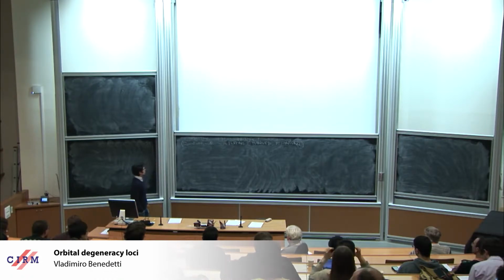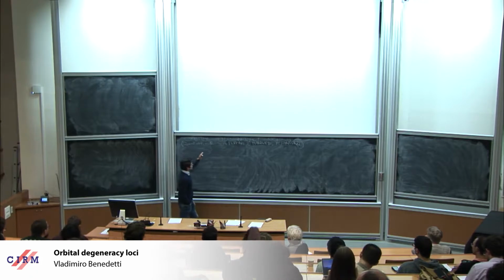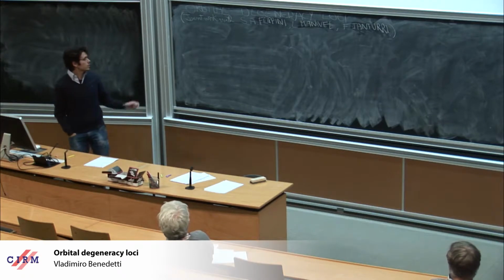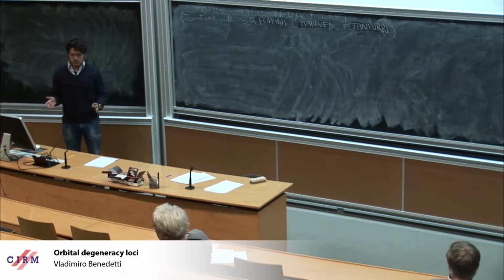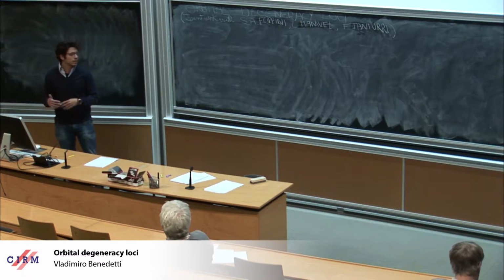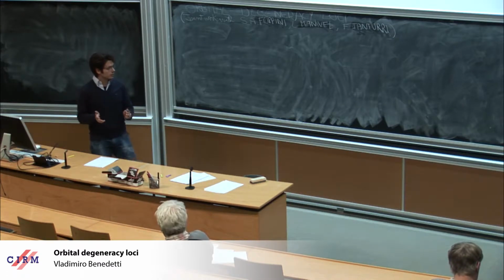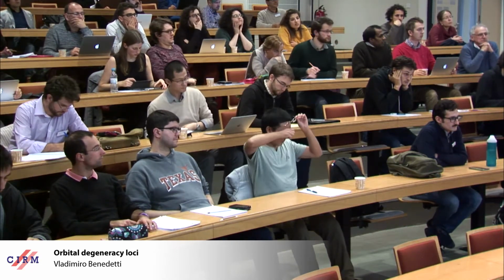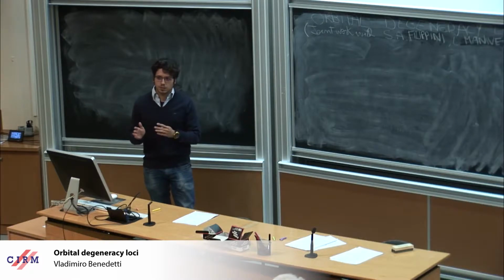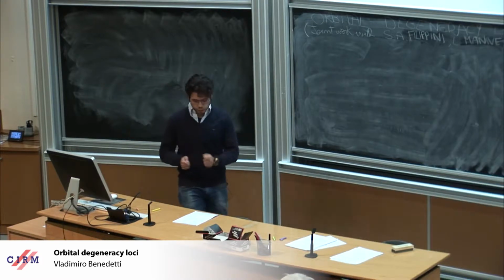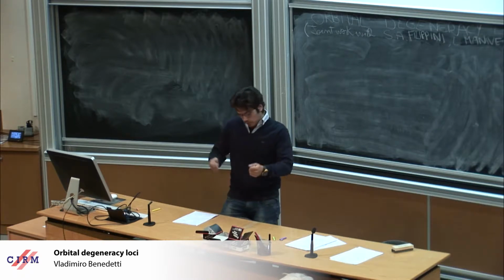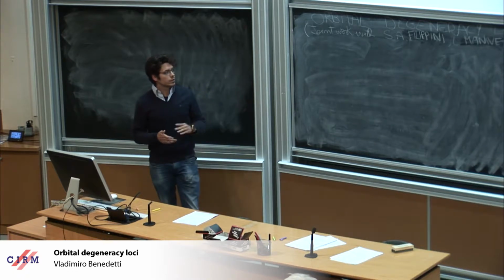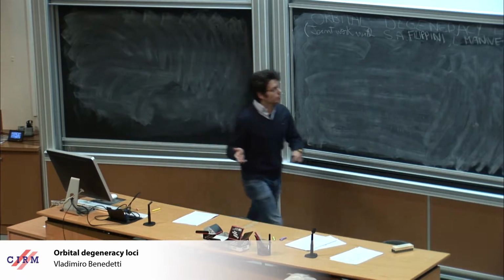So I will talk about orbital degeneracy loci, which is a joint work with Sara Angela Filippini, Laurent Manivel, and Fabio Tanturri. So orbital degeneracy loci are certain possibly singular subvarieties of a given variety, which are constructed starting from a model, and the model will be usually an orbit closure inside a representation of an algebraic group. So to each such model, we can associate an orbital degeneracy locus.